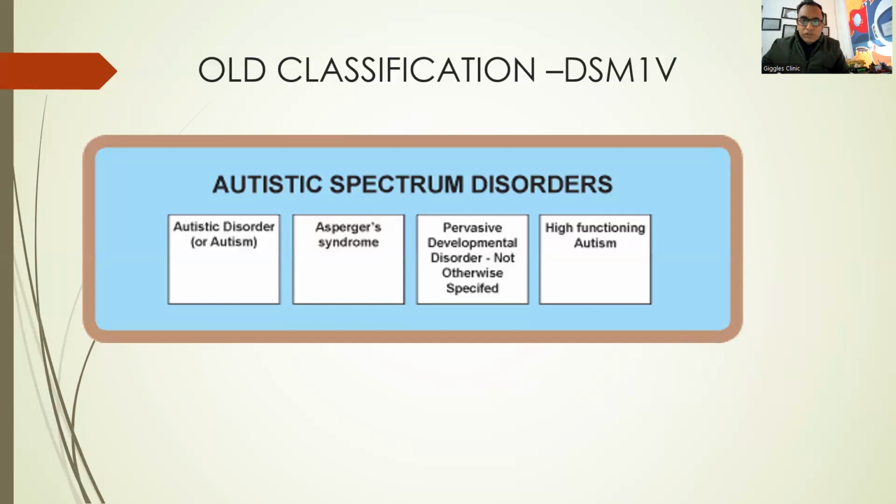So what is the old classification of DSM-4? This was the old DSM-4 classification which we used to study in our OP Ghai and Nelson. Autism spectrum disorders were divided into classic autism, Asperger, pervasive developmental disorders not otherwise specified, and high functioning autism, which is basically considered to be Savant syndrome.